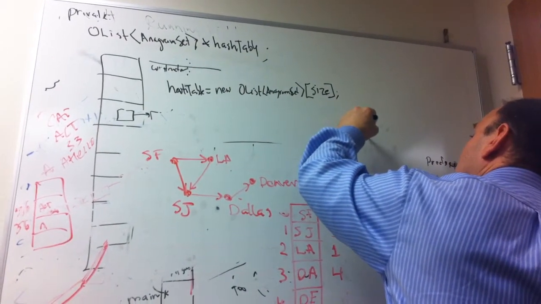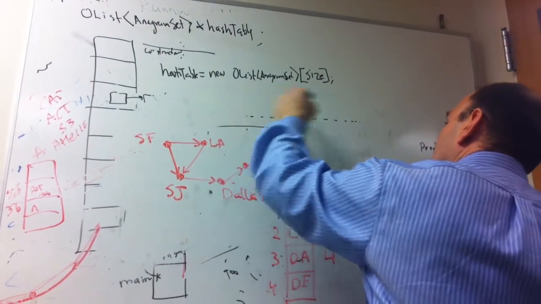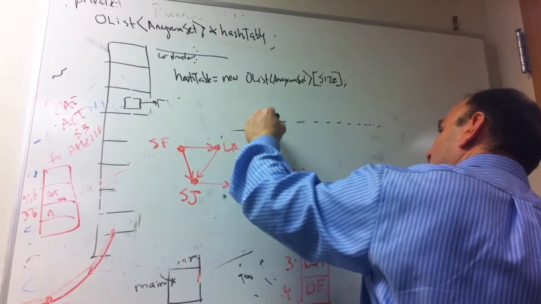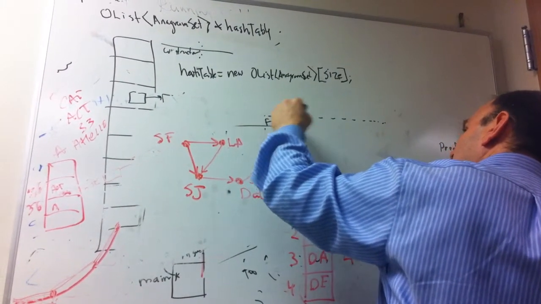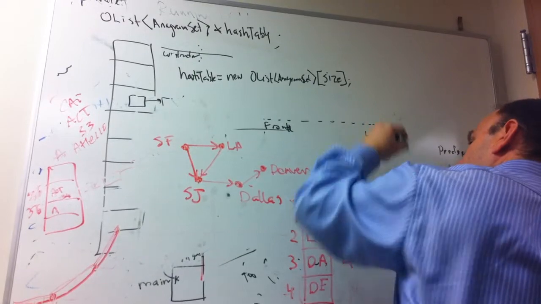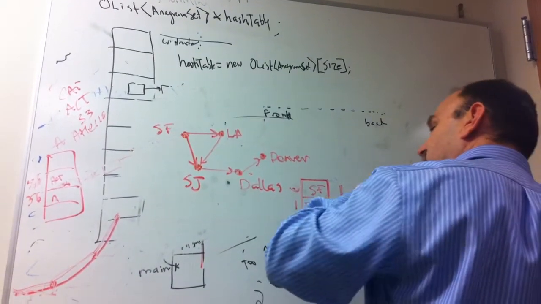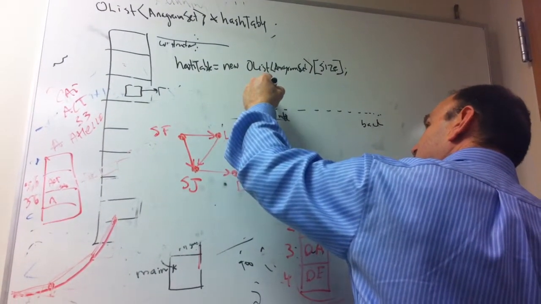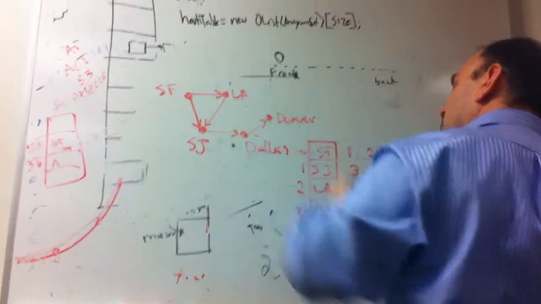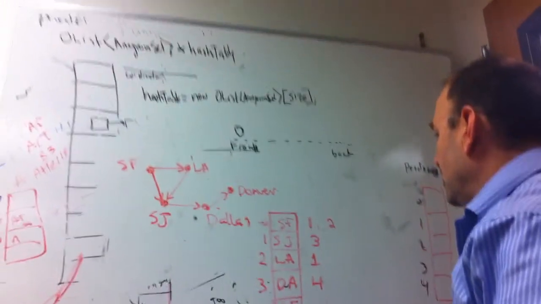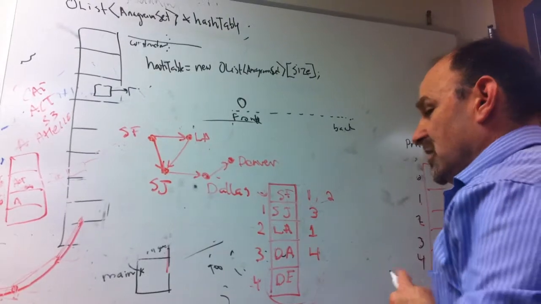Draw a queue. Let's just make a queue. Let's say that's the queue. So this is the front. This is the back. Okay, so first of all, since we're going from SF, the 0 is on the queue. And then, okay, here's what we do.